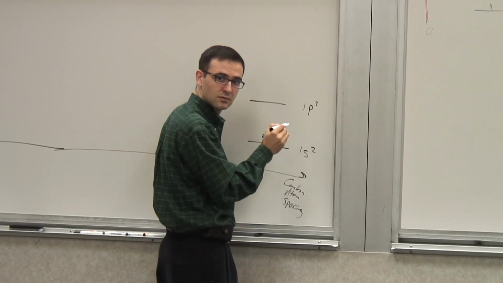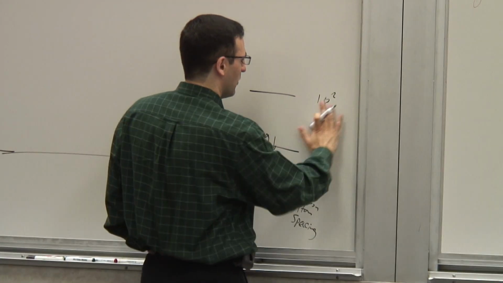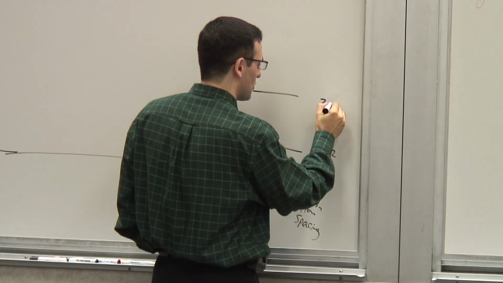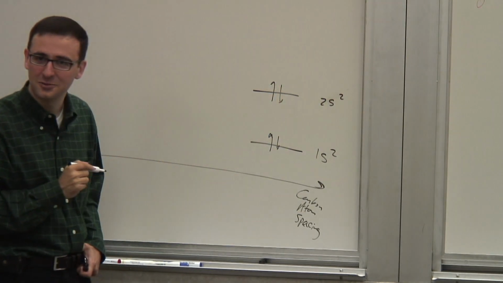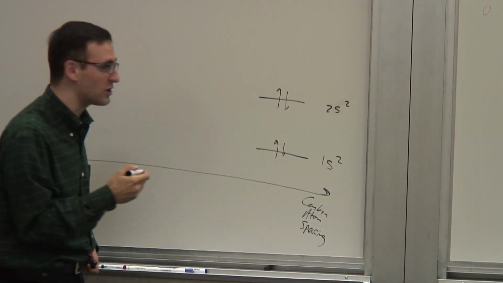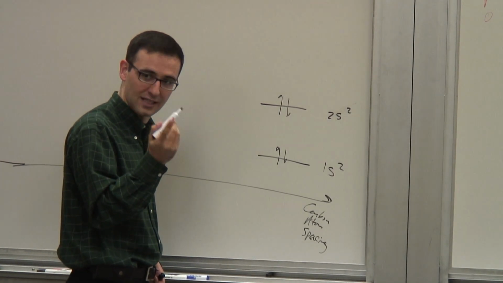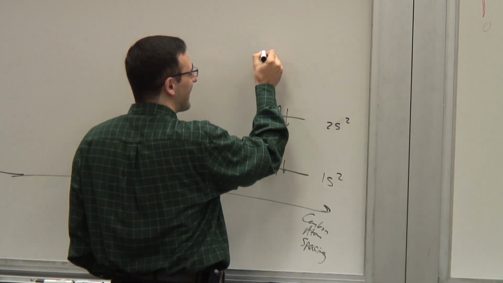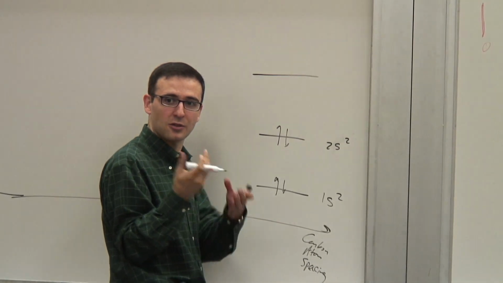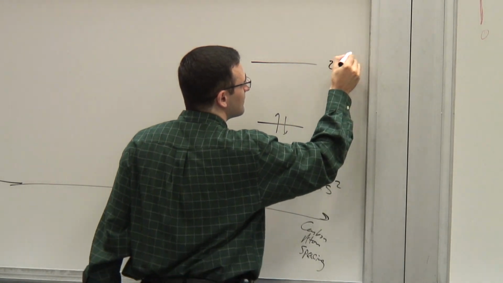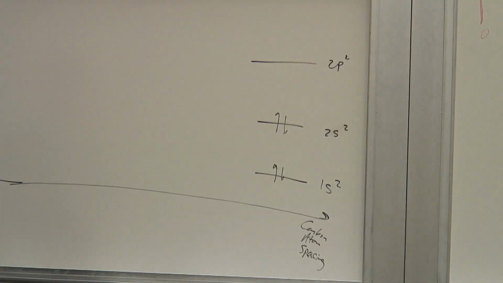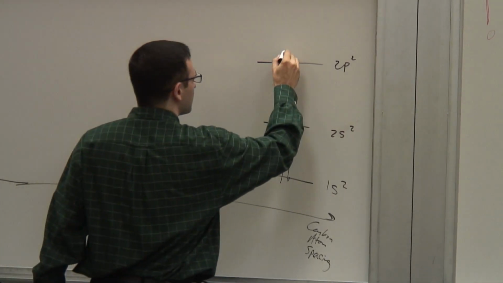Then you have 2s, and then 2p. Sorry. 2s2, which takes two electrons. And then I have the 2p, which takes how many? 6. Well, it has room for 6, but carbon has only 2 electrons left. So 2p2. So there are 2 electrons here.